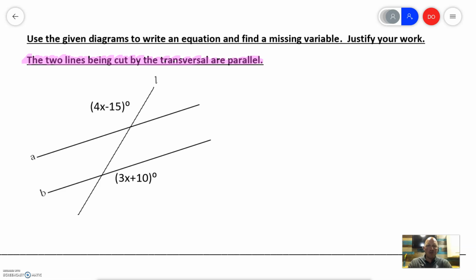Again, still in geometry. This is unit 3, 3.1, parallel lines being cut by a transversal. This is video 3 of 4.